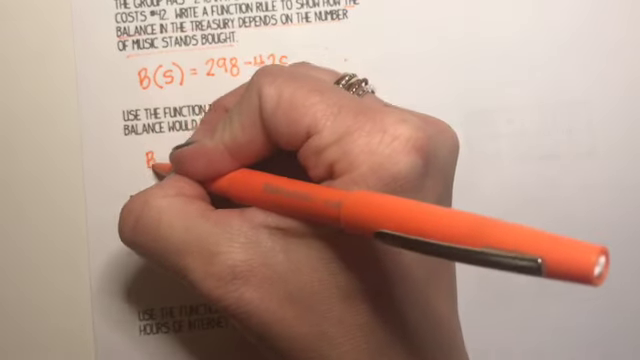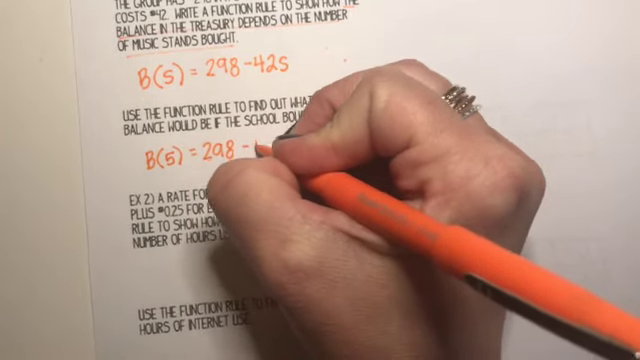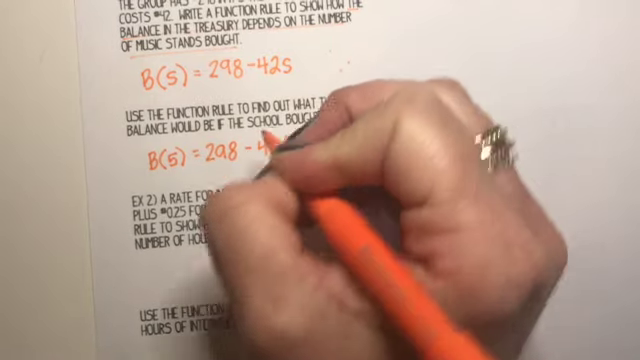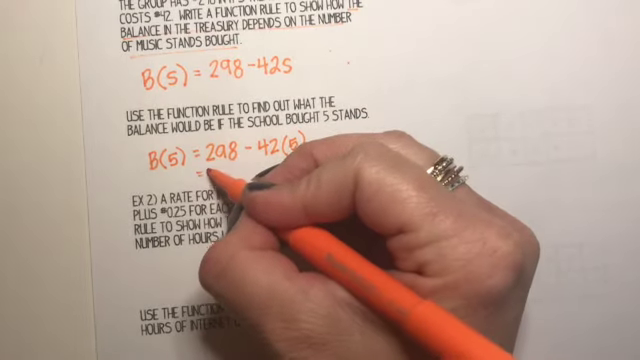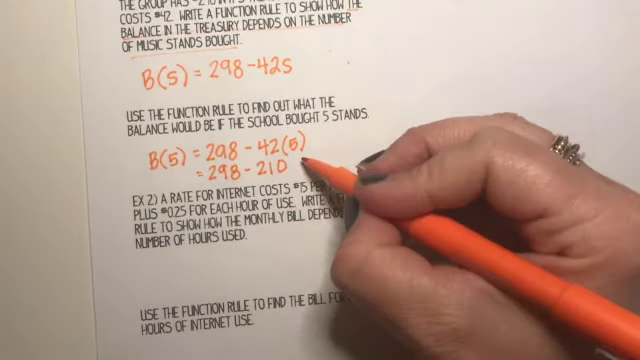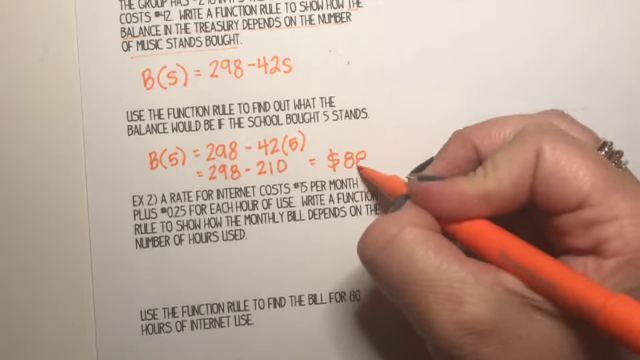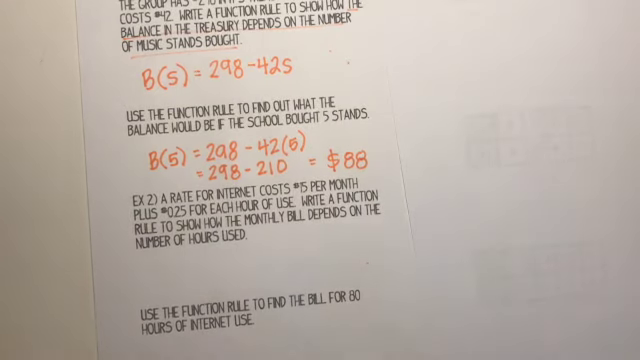So the balance if we bought 5 stands would be $298 minus 42 times 5. 42 times 5 is $210. So $298 minus, they just spent $210 on music stands, means that their balance would be, what is that, $88 left. Okay, so it's not that complicated, right? We've done these kinds of things a bunch of times. It's probably just figuring out which one depends on which, how do I write it, that sort of thing. Okay, so let's look at the next example, number 2.